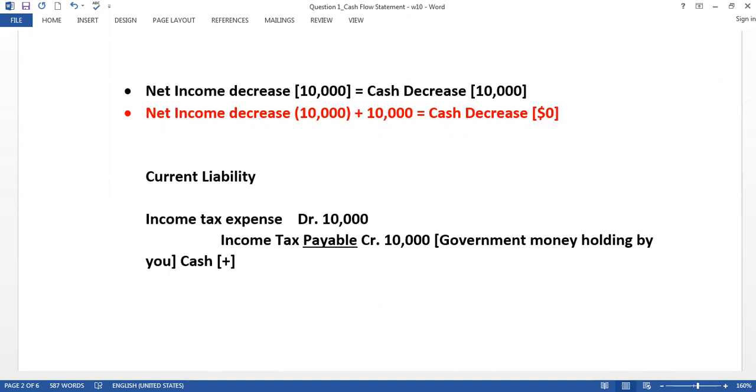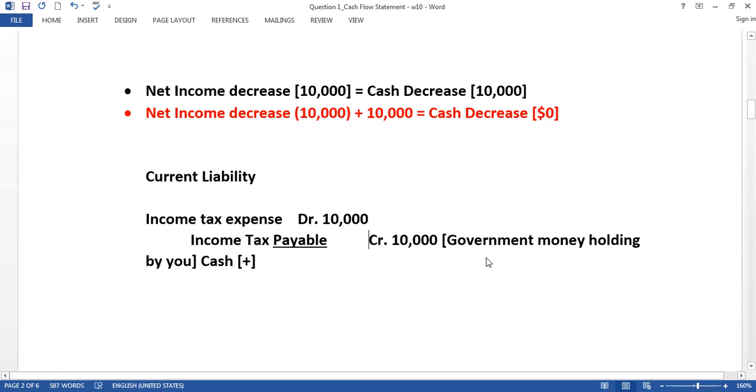Income tax payable increase means you are holding other people's money with you. So how to make it equal with net income? This $10,000 is other people's cash, but held by whom? Held by you. That means this is with you at this moment. So as this money is with you, we make it plus.